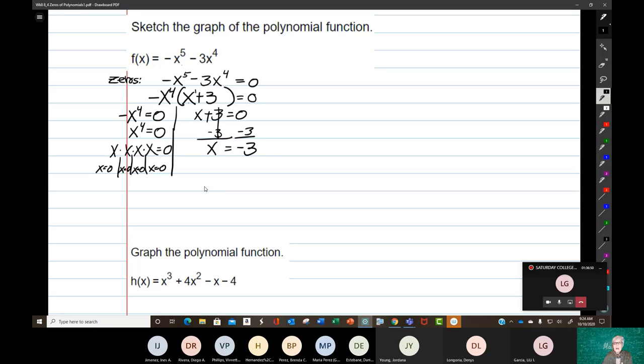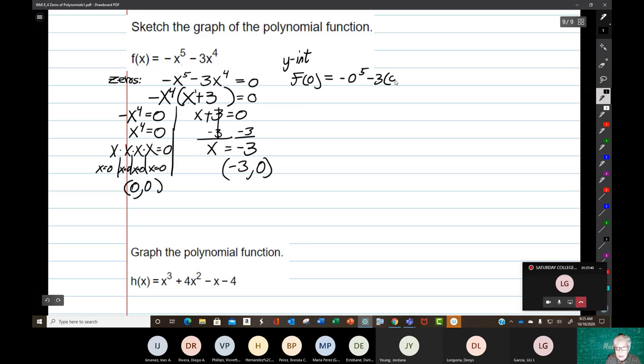Okay, now let's get the y-intercept just in case you need it. All right, we can make x-intercepts from these. They're real numbers. So you're going to have the point 0, 0 occurring multiple times, and you're going to have the point negative 3, 0 occurring once. And f of 0 is how you find the y-intercept. I'll write it up here. Okay, so that means I plug a 0 in there and a 0 in there, and I'll have negative 0 to the fifth minus 3 times 0 to the fourth. And what could that possibly be but 0?